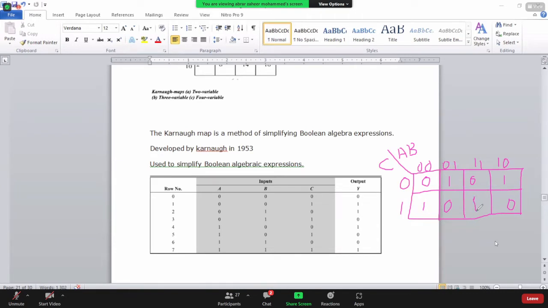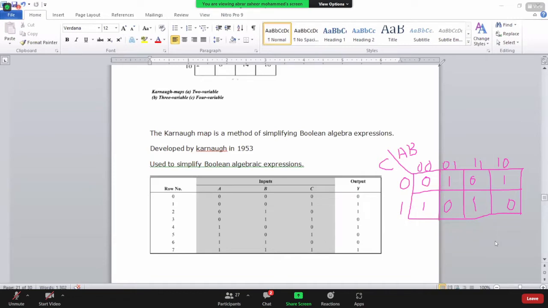So in this way, we can represent the truth table in the form of the K-map. Okay. So understood how to enter the values from the truth table to the K-map? Sir, please repeat. Okay.